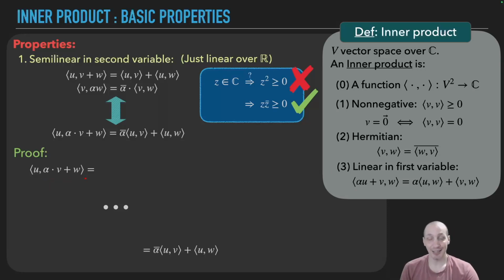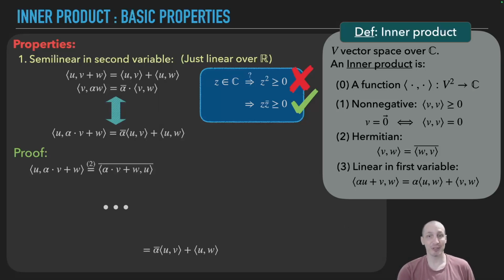However, linearity in the first variable is not enough for linearity in the second variable. And luckily for us, we have a second puzzle piece, which is the fact that it is Hermitian. So I'm going to use the Hermitian property to move the second variable to the first variable, then use the linearity. Let's see how it works.